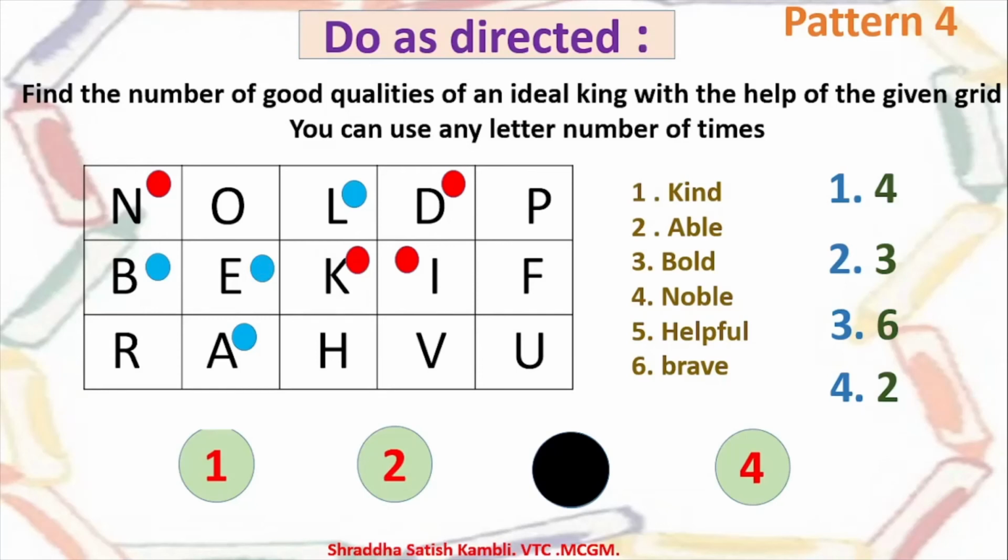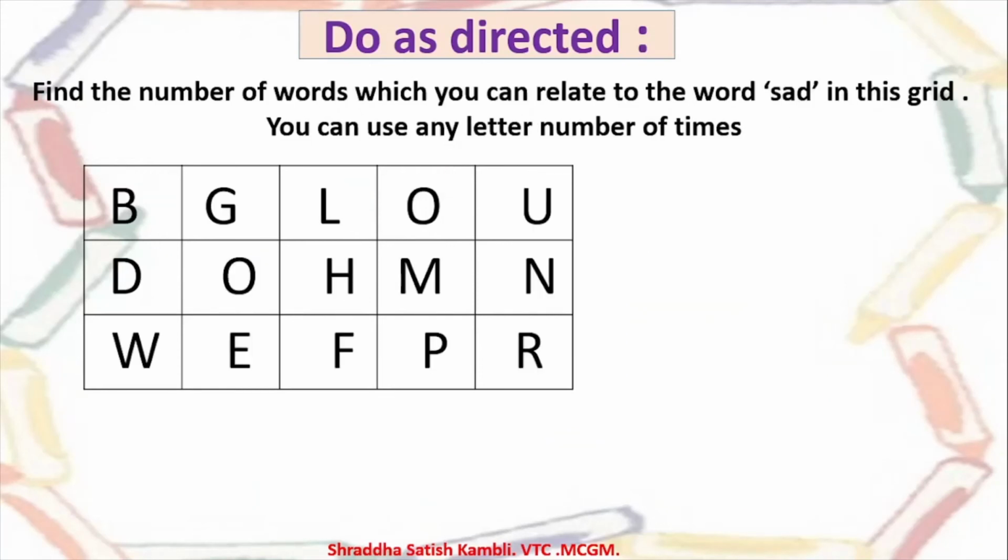Alright, let's see one more example here. Find the number of words which you can relate to the word sad in this grid. Again, you can use any letter a number of times. So sad, when you're sad means you're upset. Alright, you are a little bit fed up, or you can say you are a little bit worried. So let's see how many words can you find related to the word sad.